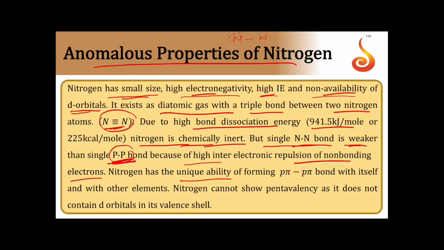Nitrogen has a unique ability to form p-pi bonds. The formation of p-pi bonds depends upon the size of the atom. Smaller atoms can always form multiple p-pi bonds with themselves as well as with other elements. Nitrogen cannot show pentavalency as it does not contain d orbitals. The other elements can form p-pi d-pi bonds but cannot form p-pi bonds. So p-pi bond formation depends upon size: small atoms can form p-pi bonds, and larger atoms cannot.